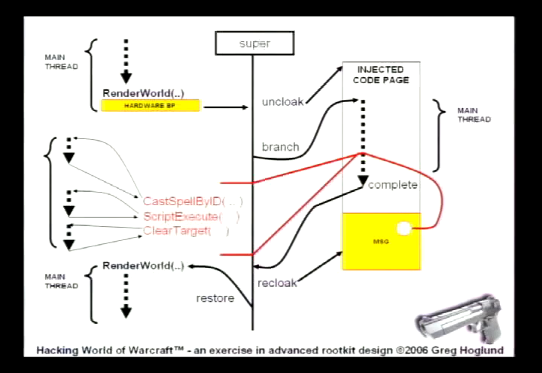Okay, this is the complex slide, I understand, but this is the entire thing. So here comes the main thread, render world, hardware breakpoint, uncloak, jump to the injected code page. The injected code page reads from the message what it needs to do, and it proxies the function call, the cast spell by ID, script execute, clear target, etc. Then returns, recloaking, and restores back to render world. Warden didn't see us.